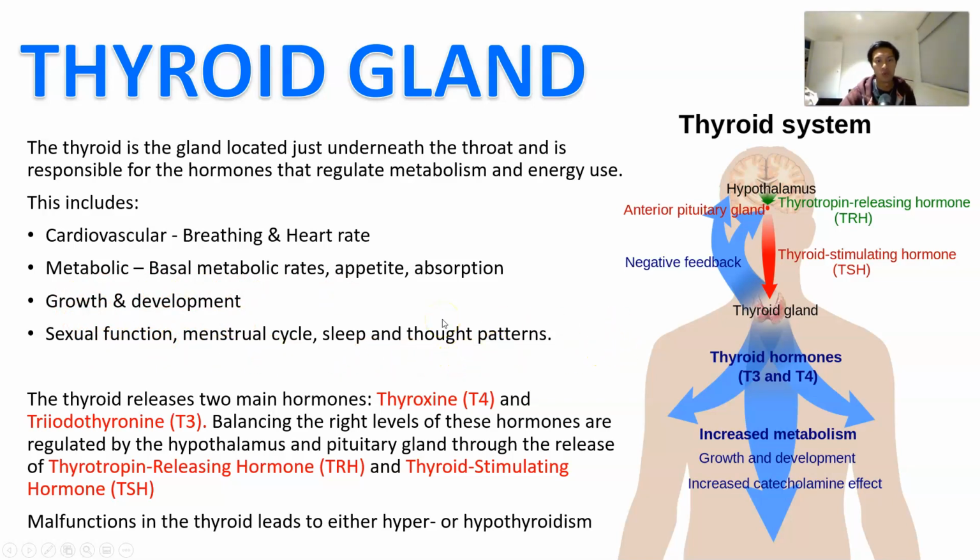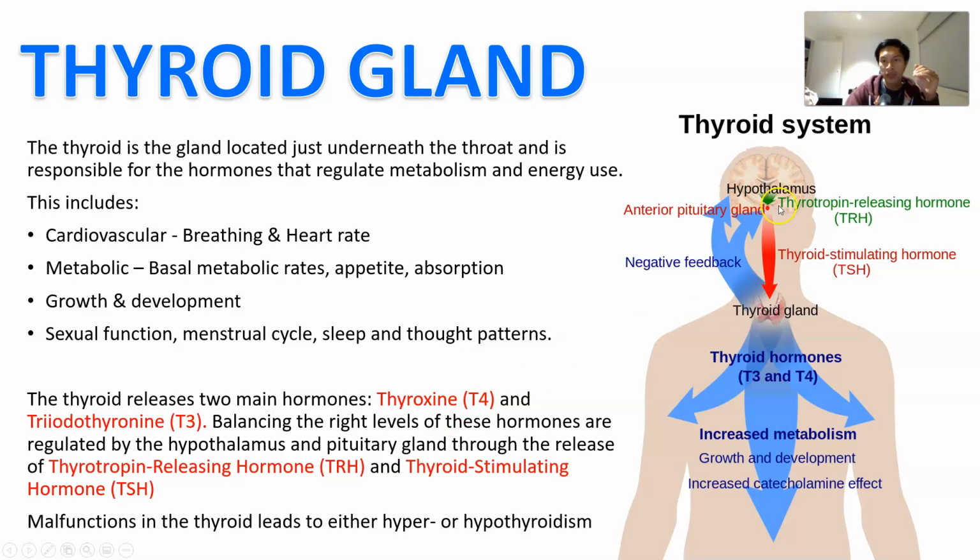How does it work? Well, the thyroid system works by releasing two hormones, thyroxine and triiodothyronine, right? T3 and T4. I'm just going to call them T3 and T4 because they're just hard to pronounce, especially this one here. Balancing the right levels of these hormones are regulated by the hypothalamus and the pituitary gland, right?